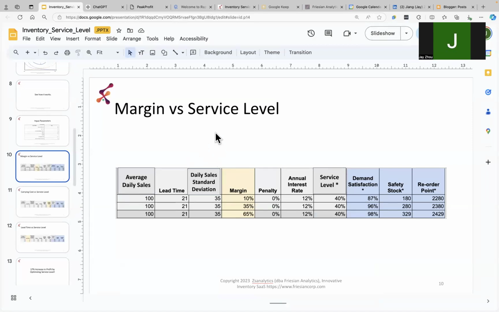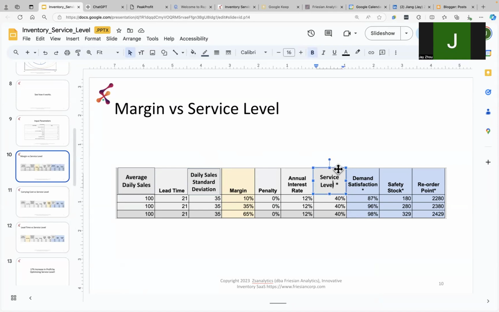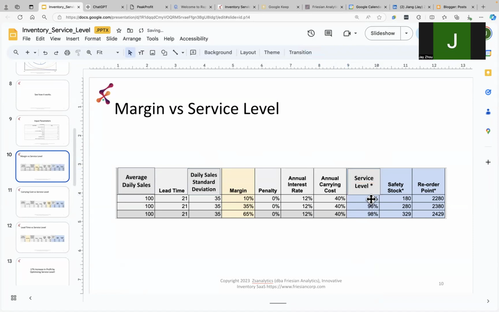Everything else is the same. The only difference is the margin, right? Margin increase from 10% to 35 to 65. Look at their service level. Actually, I should put this here because the service level with 10% margin, given those other numbers, they are identical.